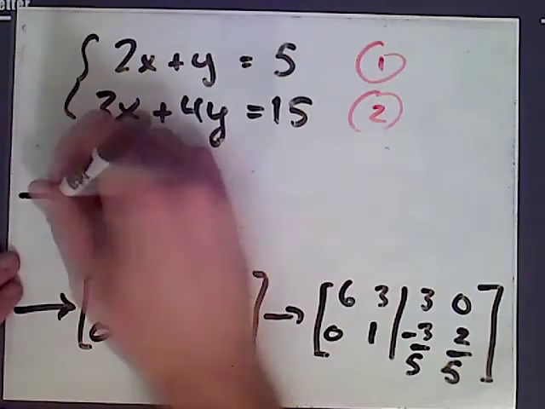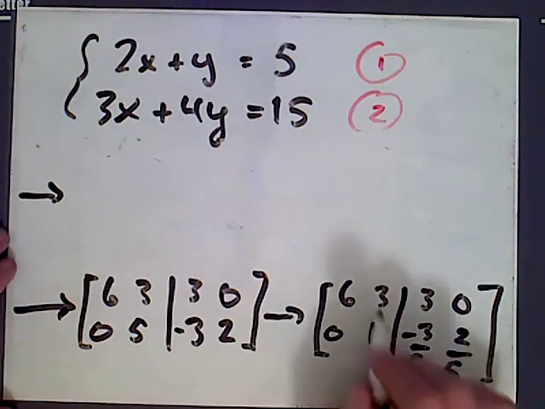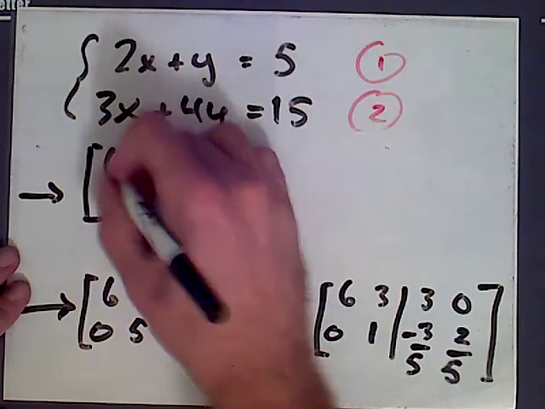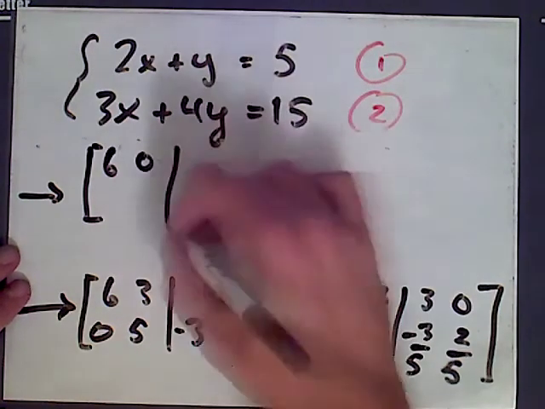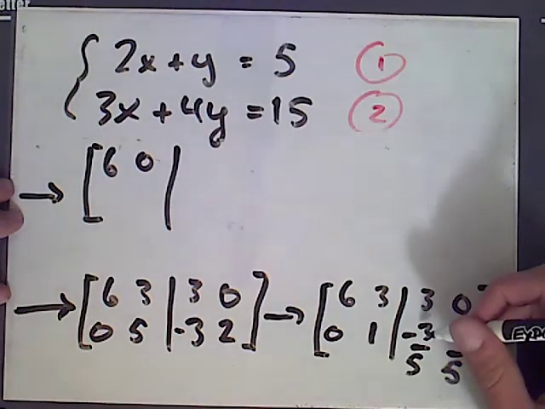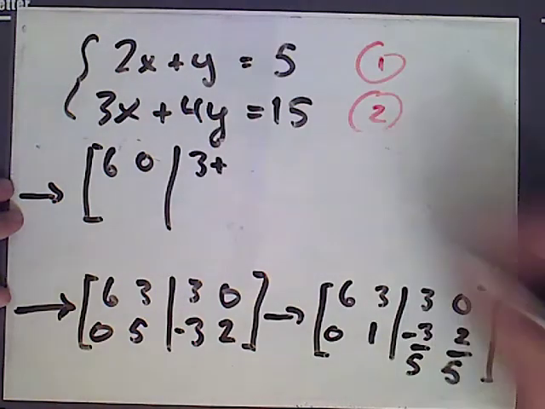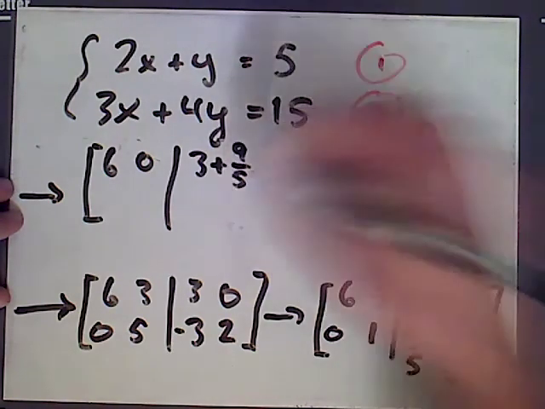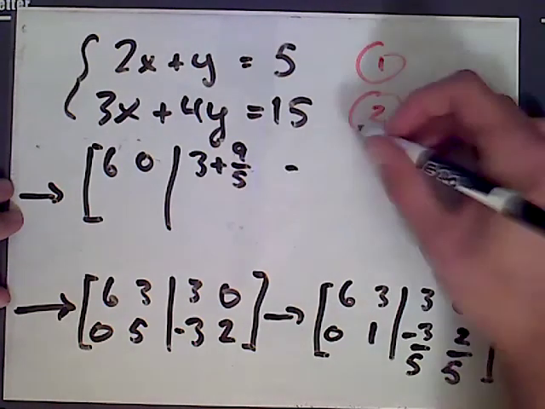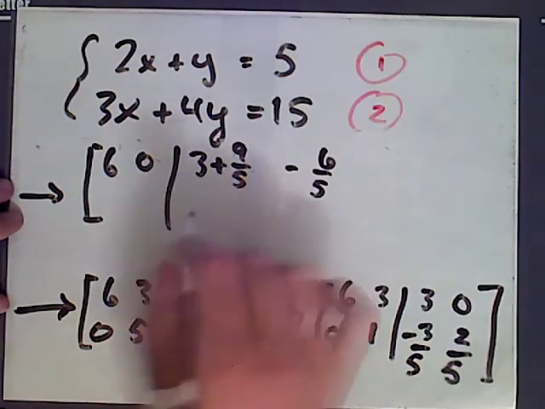Next we take row 1 and subtract 3 times row 2 in order to get rid of this 3 up here. We get 6, 0. Then we get 3 minus 3 times this, so that's going to be 3 plus 9 over 5. I'm going to work that fraction out in a minute. And then we get 0 minus 3 of that, so that's minus 6 over 5 here. And this row stays the same.